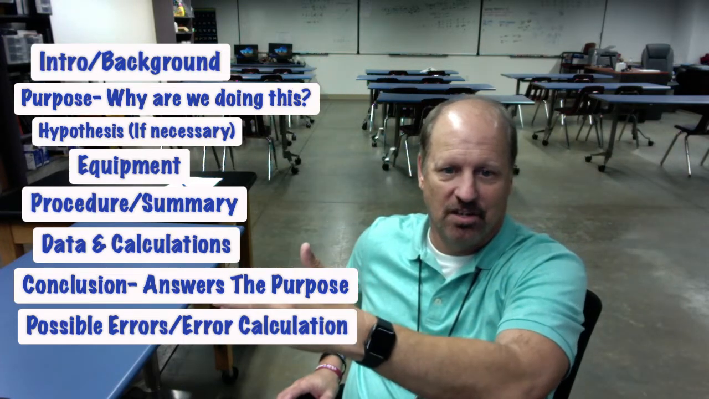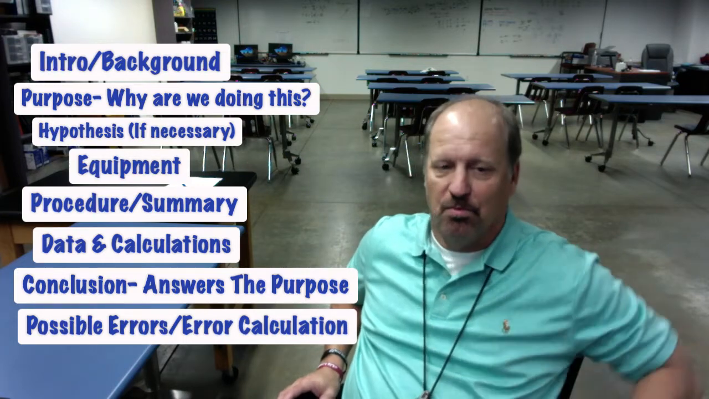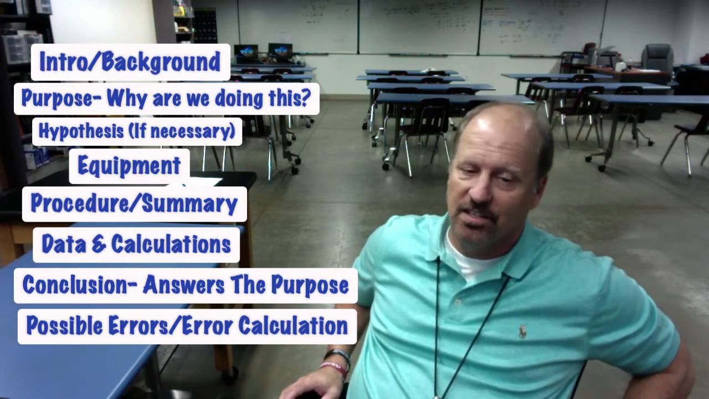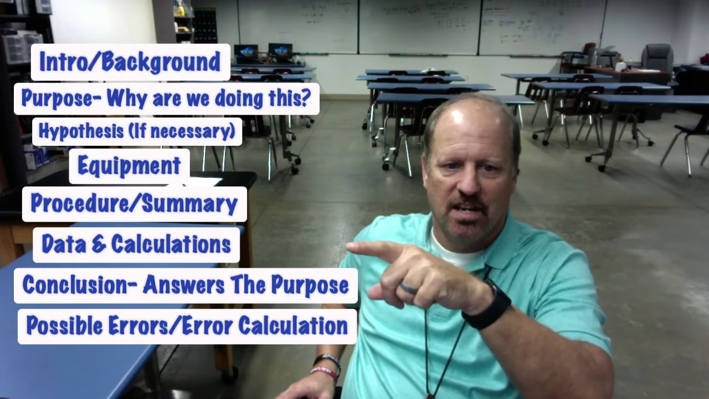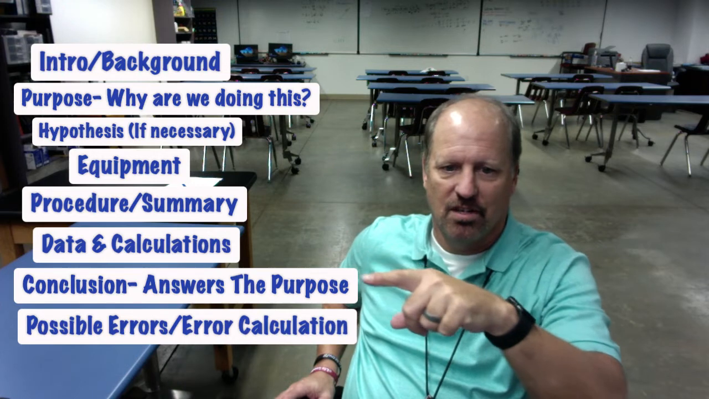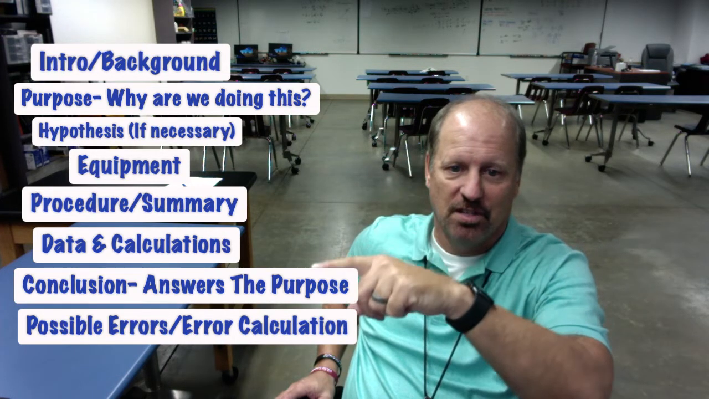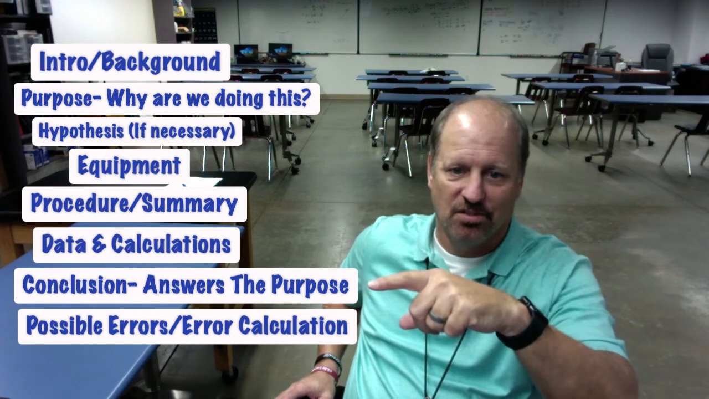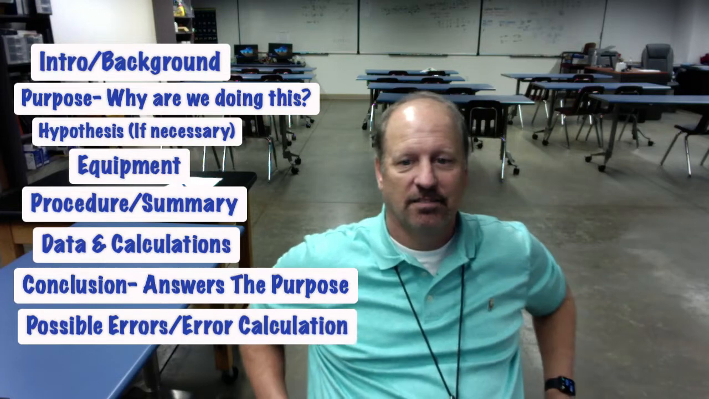This is how your labs are going to look top to bottom. You're going to do an intro. You're going to do a purpose. What's the point of doing the lab? Hypothesis if necessary. Not on this one. What equipment did you use? What's your procedure summary, data, and calculations? Then we're going to do a conclusion, answering the purpose. If the purpose was to do something, then the conclusion is to say this is what we got. And then you're going to say, here's the possible errors we might have faced. Okay? So that's the overview for your lab reports.